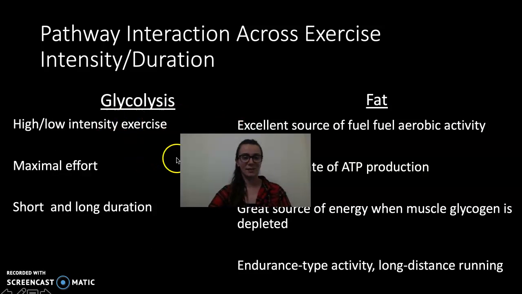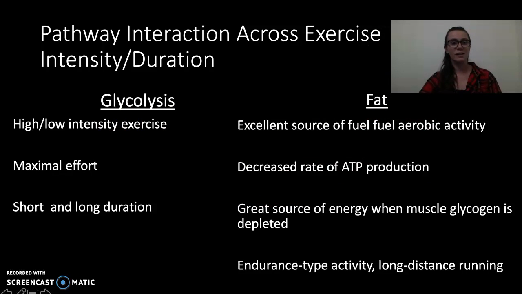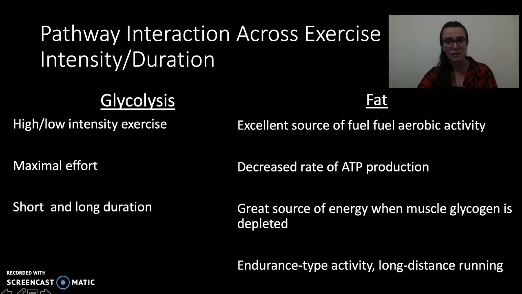Okay, let's see if I can move myself here. Next, we've got pathway interaction across exercise intensity and duration. The 2 pathways we have here start with glycolysis. There are different steps depending on whether we're dealing with rapid or slow glycolysis. But generally, when we're talking about glucose and glycolysis, it can be utilized for high or low intensity exercise. It also allows for maximal effort, and the duration of exercise can be tailored for either short or long duration using glycolysis.